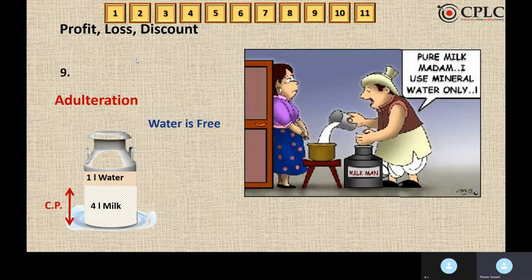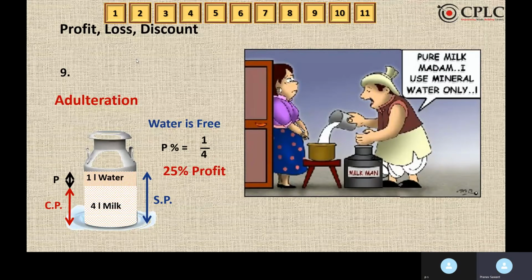Cost price is 4 as it's pure milk. Profit is 1 as he is mixing water to it, and hence selling price will become 5. By applying the profit percent formula, that is 1 upon 4 into 100, will give us 25% profit. Moving to the next question.